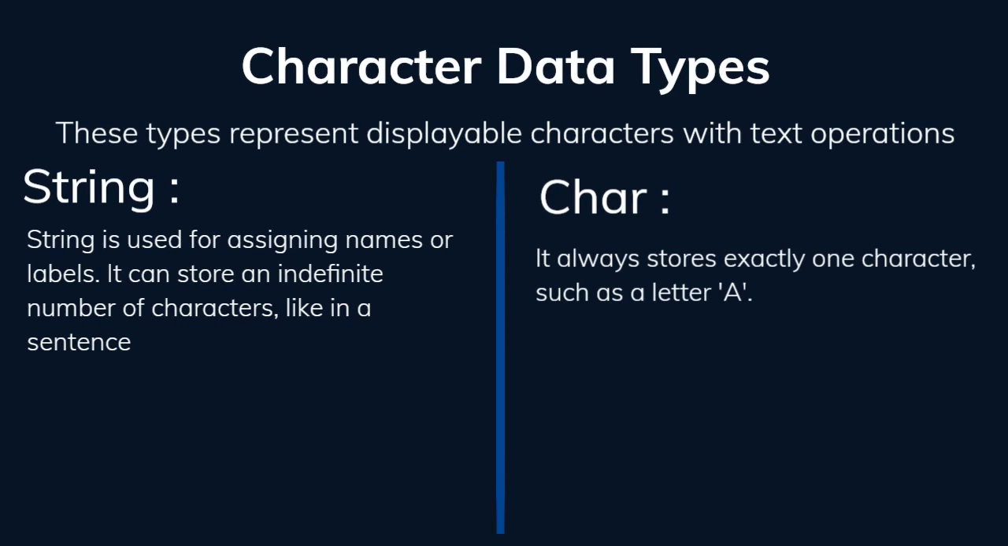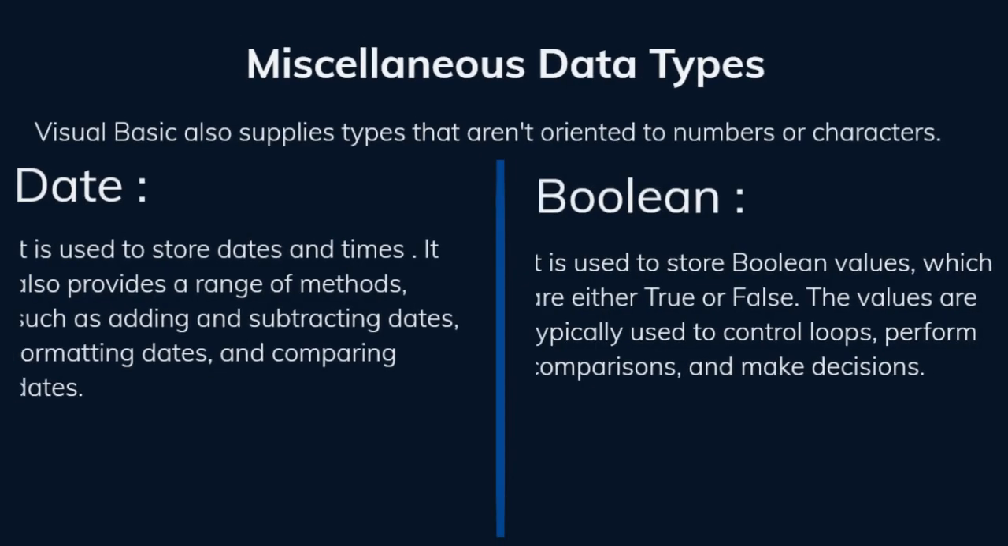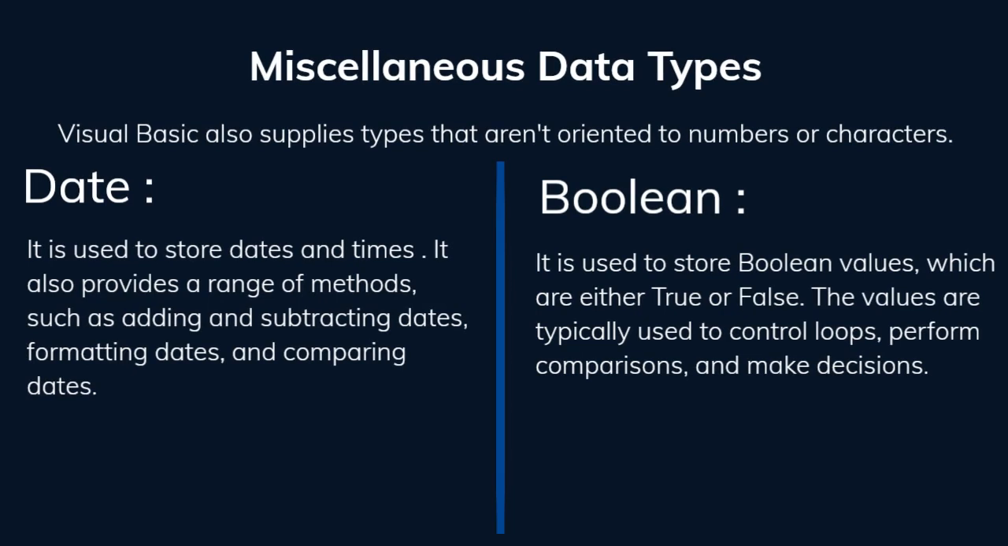Next, we have string. String is used for text operations, such as assigning names or labels. It can store a sequence of characters, like a sentence. Then we have char, or character. It is used in Visual Basic to store a single character, such as the letter A, B, or C. We also have a date data type. Date is used in Visual Basic to store dates and times.